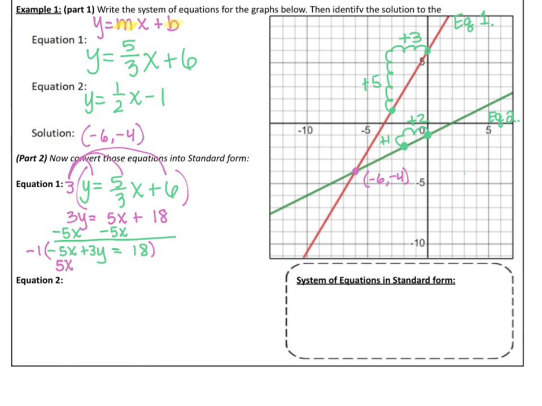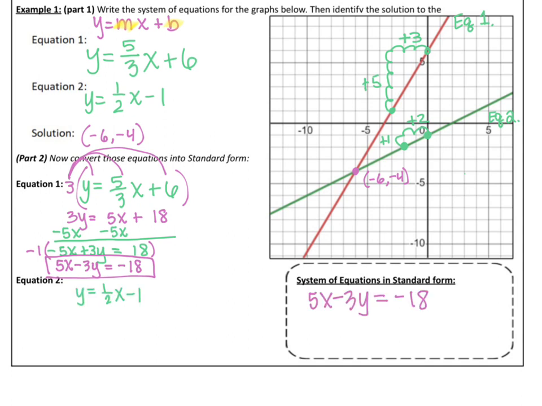-1 times -5 is 5x. -1 times positive 3y is -3y. And -1 times 18 is -18. Essentially, it just changes the signs of all of them. But there it is in standard form. The first equation written in standard form, ax plus by equals c. Now let's try equation 2.